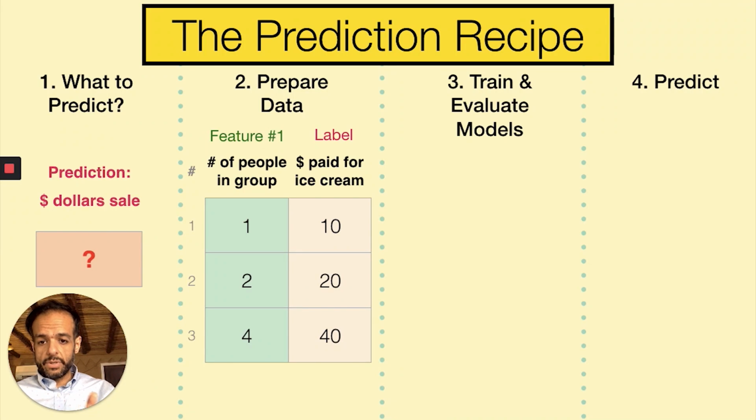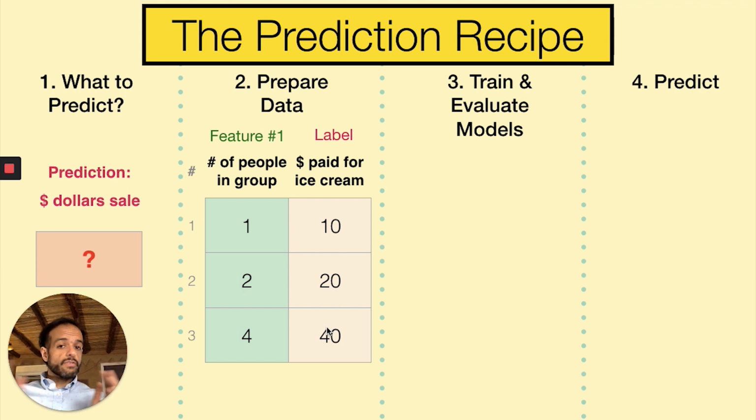Now let's look at how we use this prediction recipe in our ice cream example. We said we wanted to predict the dollar amount of the sale, of the transaction, how much money we would generate from the group of 3 people walking into an ice cream shop. We prepared data, and so we said, okay, let's look at the previous 3 examples that happened in this store. There was a group of 1 person who purchased for $10. There was a group of 2 people who purchased ice cream for $20. And then there was a group of 4 people who purchased ice cream for $40.